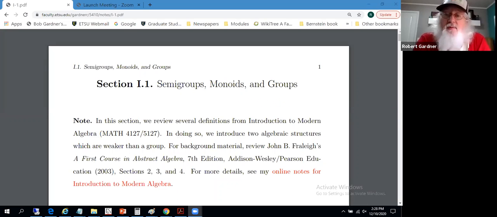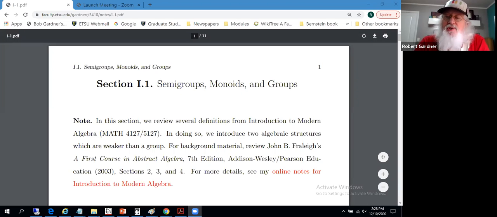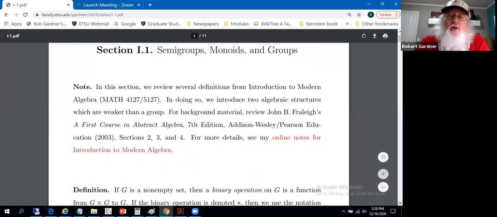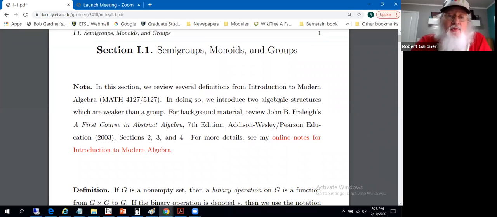Welcome to section 1.1, semigroups, monoids, and groups. So what we'll do in this section and largely in this chapter is review some of the topics you saw in your senior level Introduction to Modern Algebra class. Of course, this is a graduate class, so we'll have a bit more formality for one, and we'll consider things in a bit more detail as well.